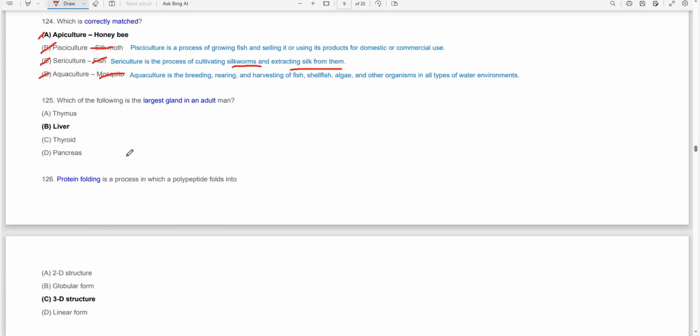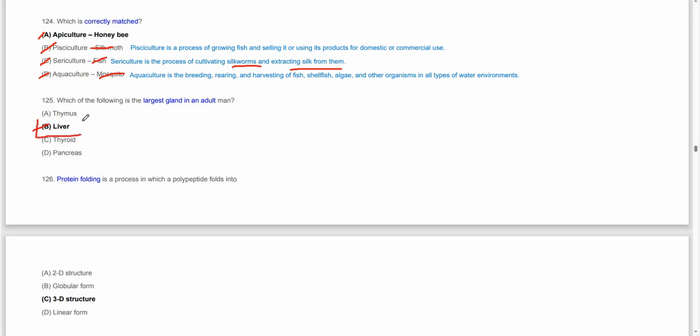Which of the following is the largest gland in the adult man? Liver is the largest gland in the adult human being. In the adult male, the largest gland is the liver.